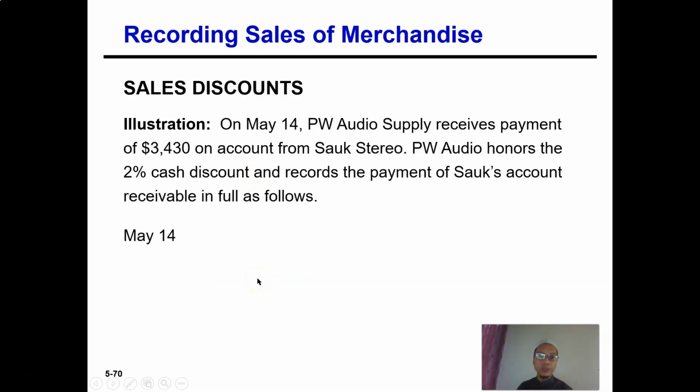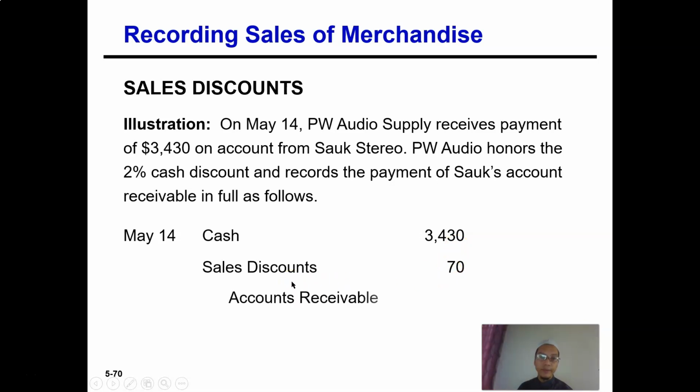Sales discount, so it's similar. When we give discounts to our customers, of course we will receive cash, but the net cash we should receive is 3,500, but because of the discount we receive only 3,430. So for the $70 we will debit our sales discount account, and then we will credit our accounts receivable account, and that's it. We do not need to do any adjustment on cost of goods sold and inventory account.